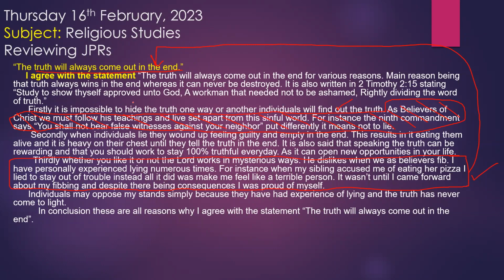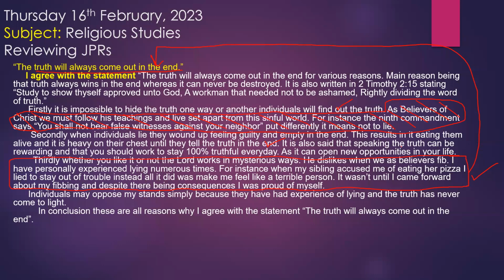The first paragraph, the only line that makes sense here is the first line, okay? Then you said, secondly, when individuals lie, they wind up feeling guilty and empty in the end. This results in eating them alive, and it is heavy on their chest until they tell the truth in the end. All right, I like this. This is good, because you're saying that the reason why the truth will come out in the end is because they can't hide it, because their inner conscience is hurting them.